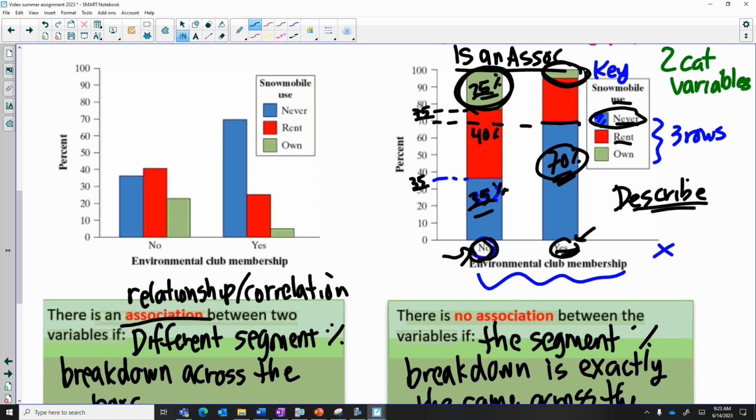Notice I'm using the words greater than or less than. Those are comparative language. So you want to use the words greater than, less than, equal to, approximately equal to, and you want to compare two or more segments across the bars. So I picked blue and I picked green and I'm comparing them across the bars. You don't necessarily want to make a statement within each bar. You could, but they're not looking for that. They want you to make a comparison across the bars instead.